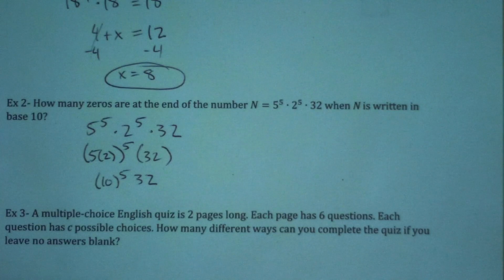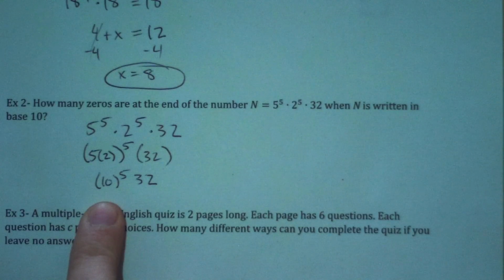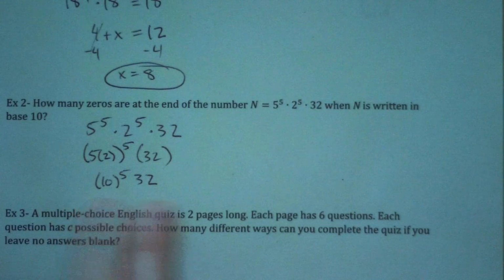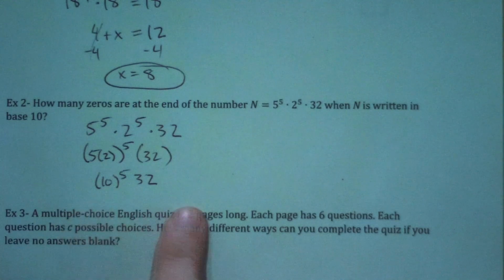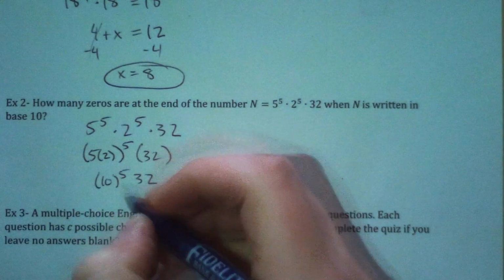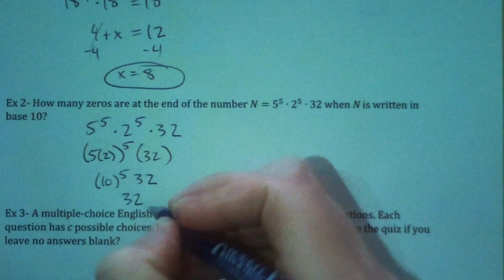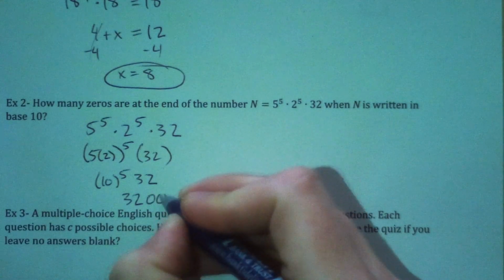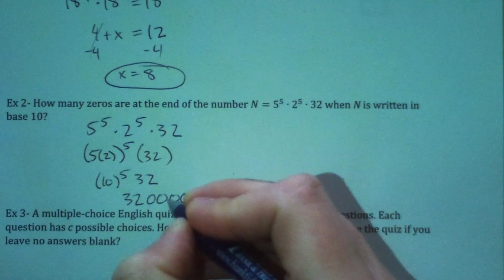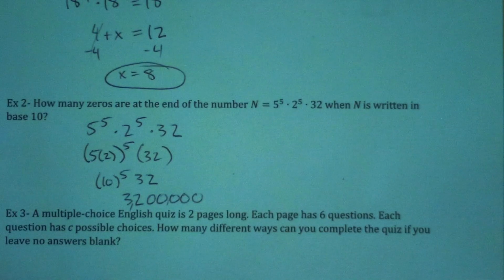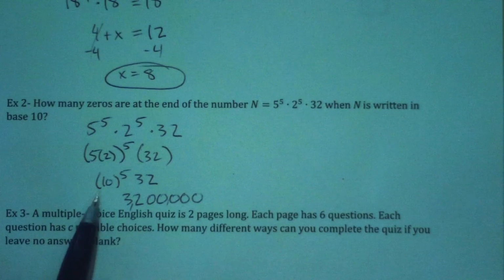Okay, so let's start with if it's 2 pages long and there's 6 questions per page, how many total questions are there? 2 pages, 6 questions each. 12, thank you. Okay, so 12 questions with C possible.